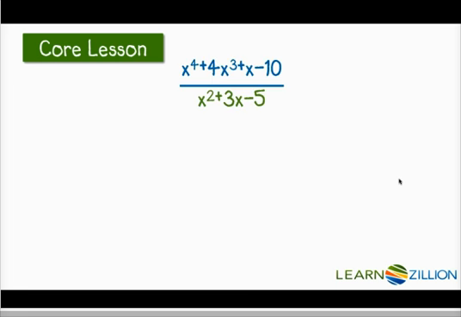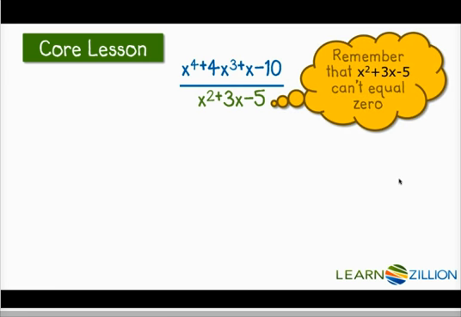Alright, so let's look at this example here with unknown variables. x to the fourth plus 4x cubed plus x minus 10 over x squared plus 3x minus 5. So I want to think, can I look at this and see a common factor? It's difficult, just like the example 529 over 23. But just like we did with that last example, we can find an equivalent form by using long division. So I'm going to go ahead and set that up.